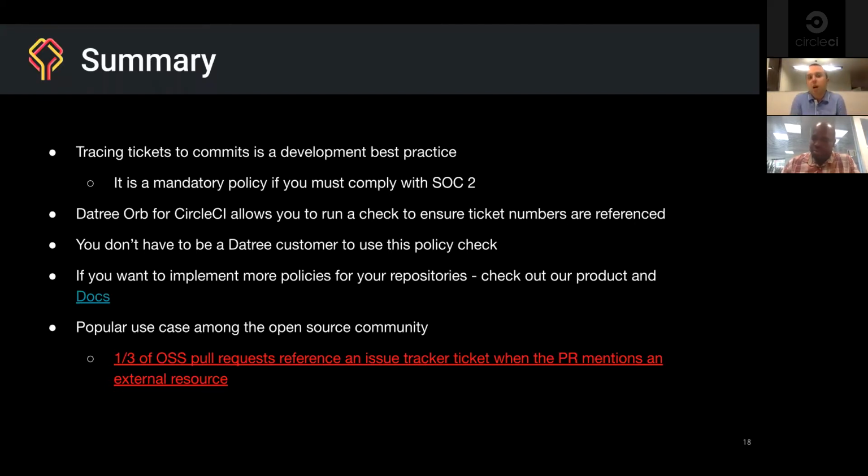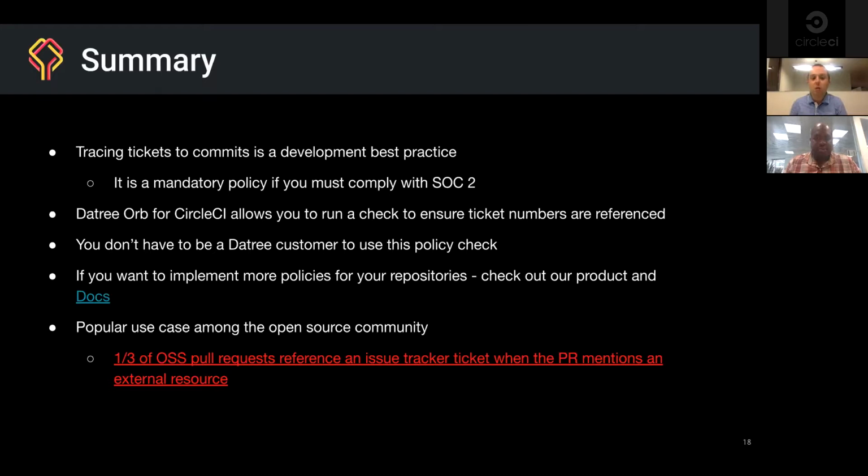The Datree Orb for CircleCI allows you to run those checks and to ensure that you have the ticket numbers referenced in your pull request title or branch name. You don't have to be a Datree customer in order to use this policy check. You can import this orb and use it anywhere.